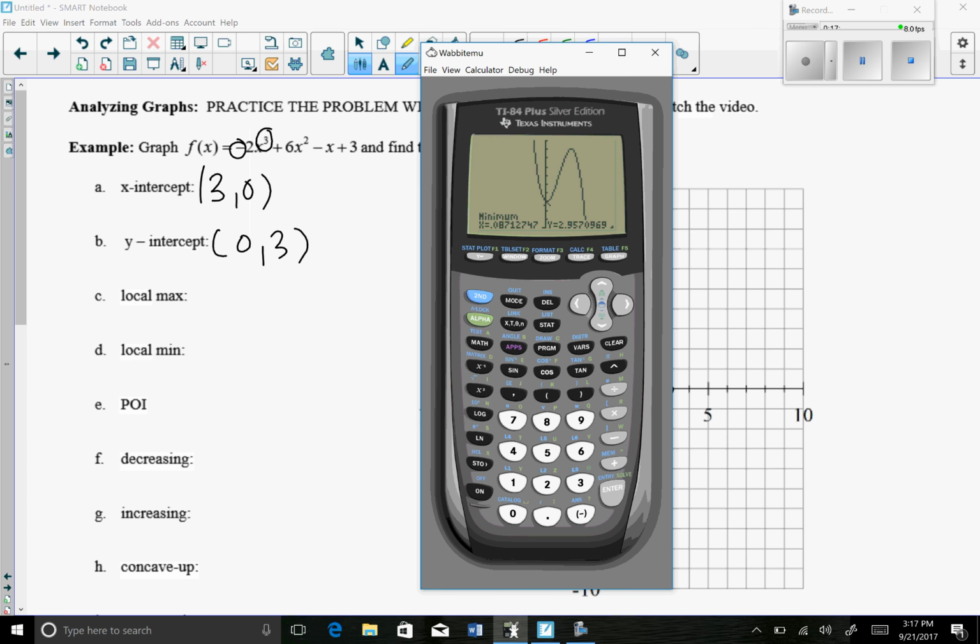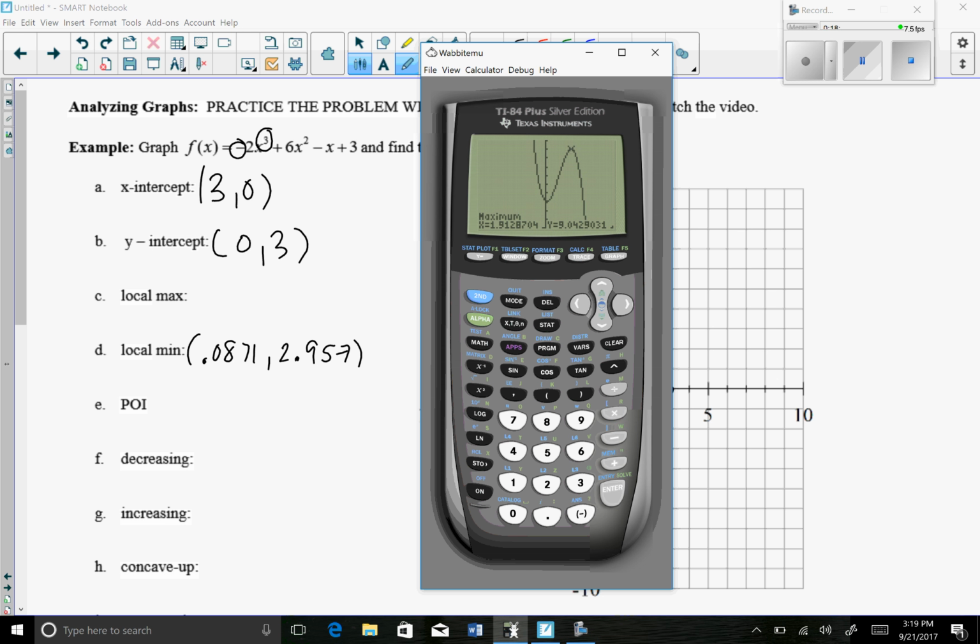We're going to write this down to 4 decimal places. So we have 0.0871 and then 2.9570. Now that I have that written down, I can go ahead and go to my maximum. So second trace, and now we're doing number 4, which is maximum. Now I need to scroll over to that maximum point and hit something to the left, enter. Then I need to go to the right side somewhere and hit enter. Notice that my maximum would be in between those two arrows, so I can hit enter for guess, and I get my maximum point.